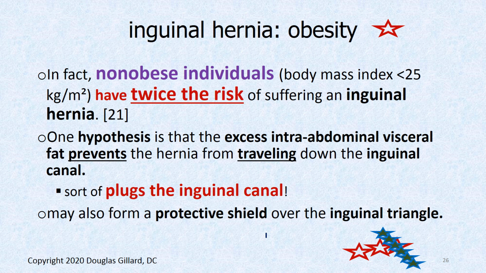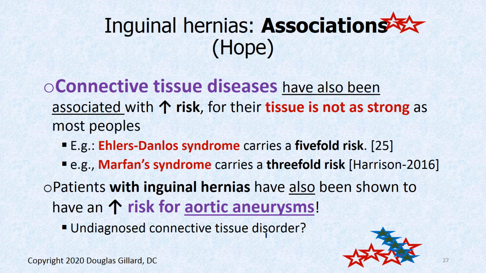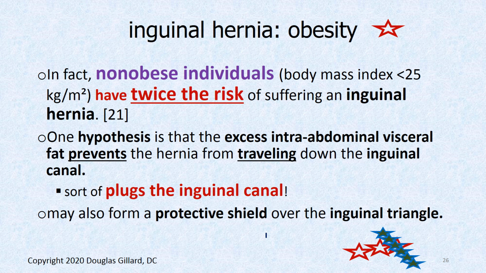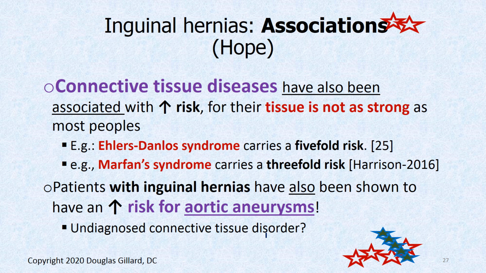It's thought maybe that the fat plugs the inguinal canal and just acts as a protective sheath over the inguinal triangle. So we're not 100% sure what it is, but non-obese individuals, defined as a body mass index under 25 kilograms per square meter, have twice the risk of suffering an inguinal hernia. So that's interesting, and you better believe I usually ask that question. I should have more stars on that slide. Marfan's and other connective tissue diseases also put these people at increased risk for inguinal hernia, especially the direct inguinal hernia.